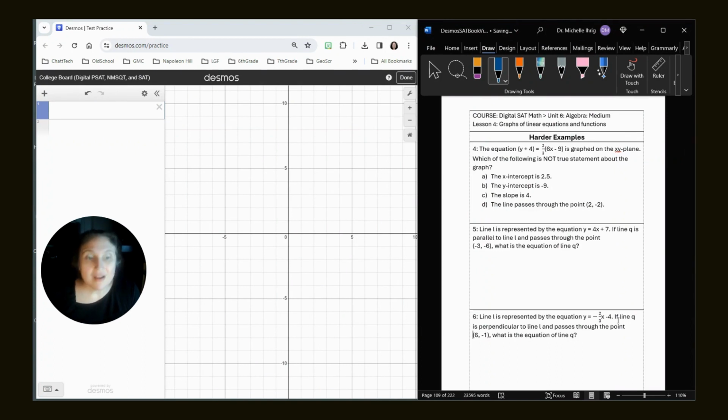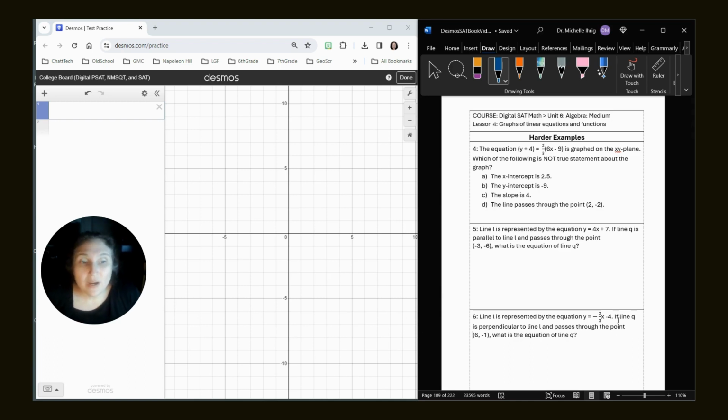Right now, we are looking at Khan Academy Unit 6, Lesson 4, and we are looking at examples of harder examples on the topic. If you have my book, $14.95 on Amazon to follow along, it's on page 109. If you don't, great, get paper and pencil. You don't need to buy my book. I mean, you can to keep you organized, but you don't need to. All right, let's take a look.